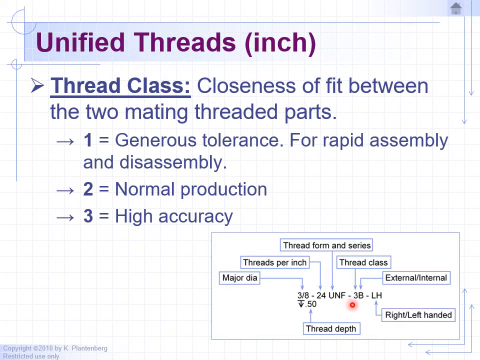And we also mentioned the thread class. That's the quality of the threads. Class 1 has generous tolerance for rapid assembly and disassembly. Class 2 is for normal production. And then we have 3, which is high accuracy. Bolts that you see in machine shops, in automotive, in aerospace, typically use class 3. You will rarely use 1 or 2 unless you're doing stuff around the house and going to your local hardware store. They may be a lower class.